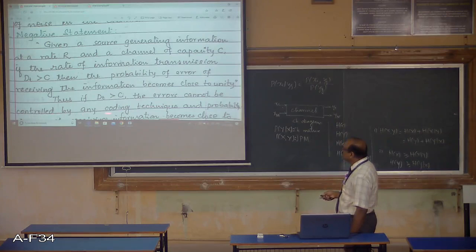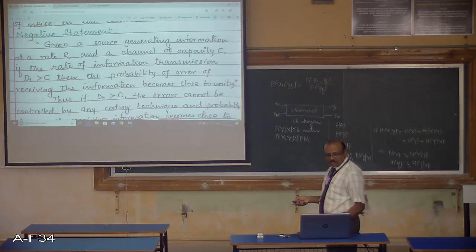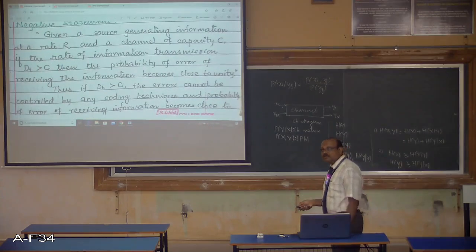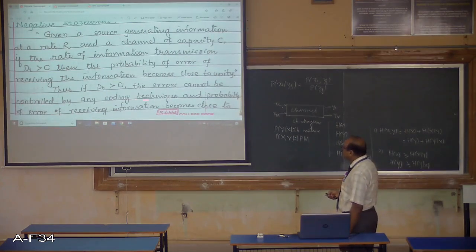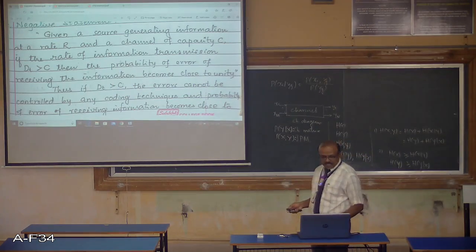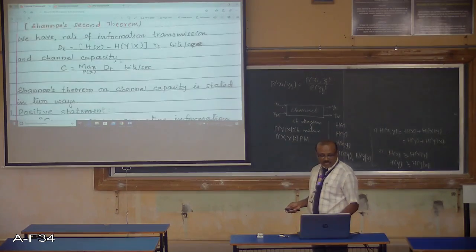So if DT, the rate of information transmission, is greater than the capacity, then errors cannot be controlled by any coding technique. Whatever channel encoding techniques we make use of, it is not possible to control the errors if the rate of transmission exceeds the maximum capacity. That is the negative statement given by Shannon.